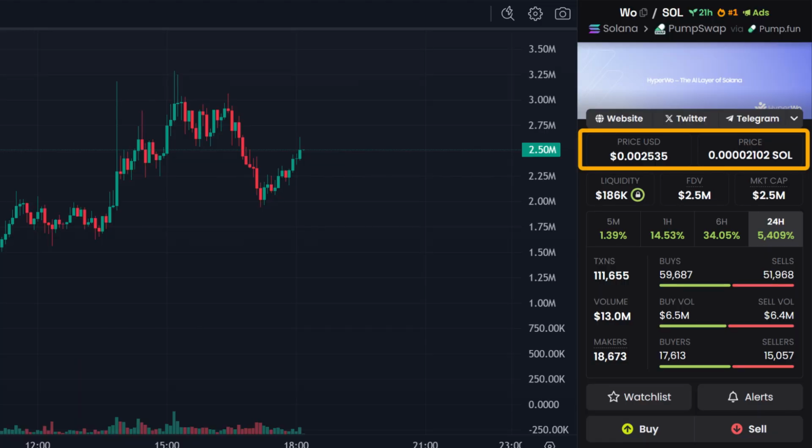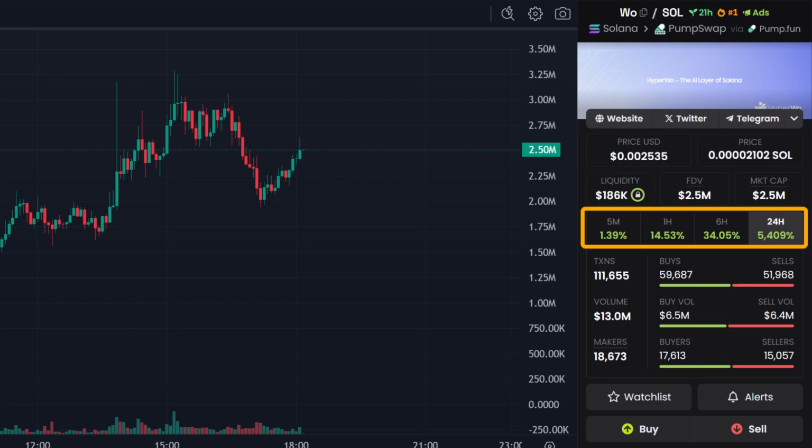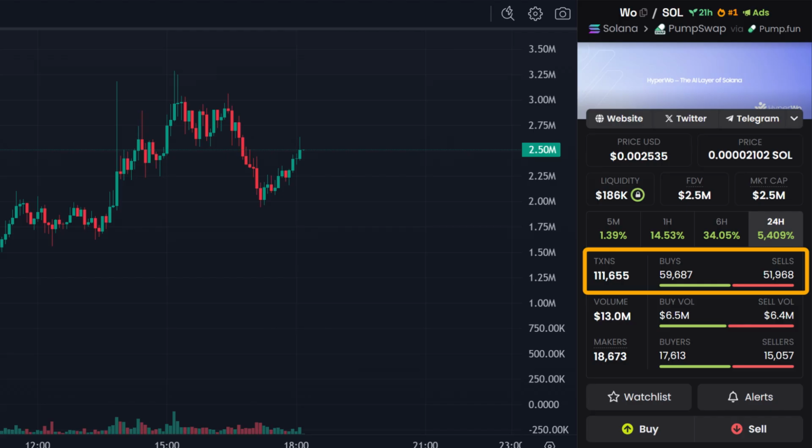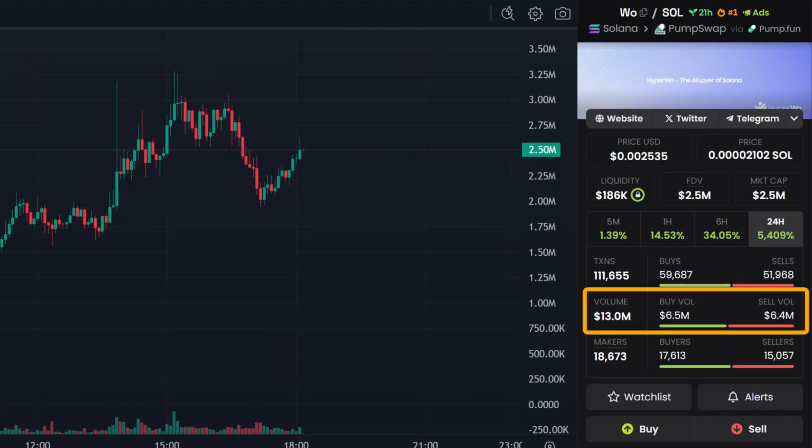The first line shows the price in dollars, which is its current value. The second line shows liquidity, which is the real money that is in circulation. The third line is the market capitalization, the total value of all tokens. The fourth line shows the price dynamics over the hour, 6 hours, or 24 hours. I prefer to look at the 24-hour trend to understand the overall direction. The fifth line displays the number of buys and sells for the day. The sixth line shows the trading volume in dollars.